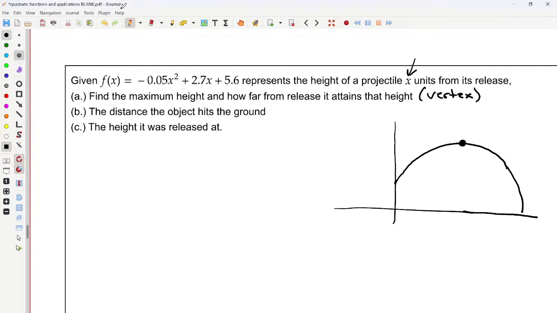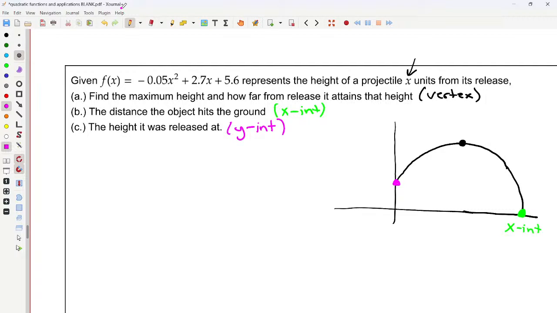Part B asks us to find the distance the object hits the ground. All day and night, that sounds like an x-intercept. And lastly, find the initial height. All day and night, that sounds like a y-intercept.